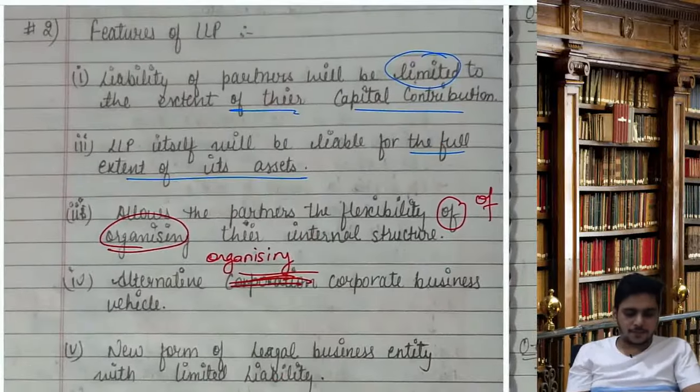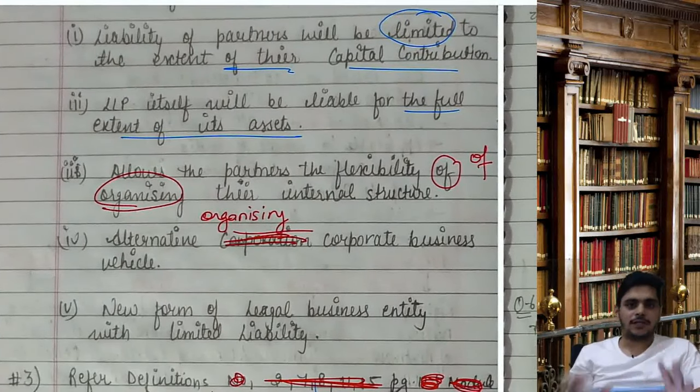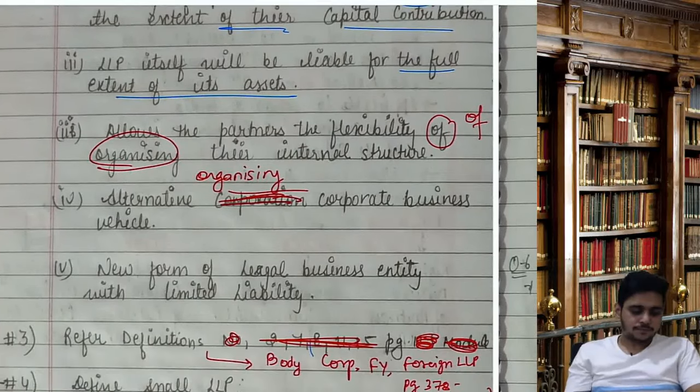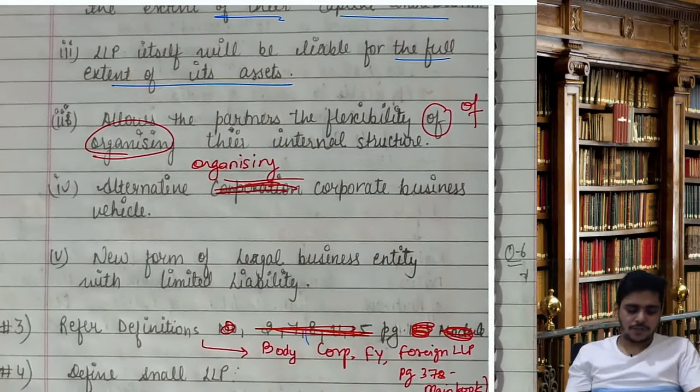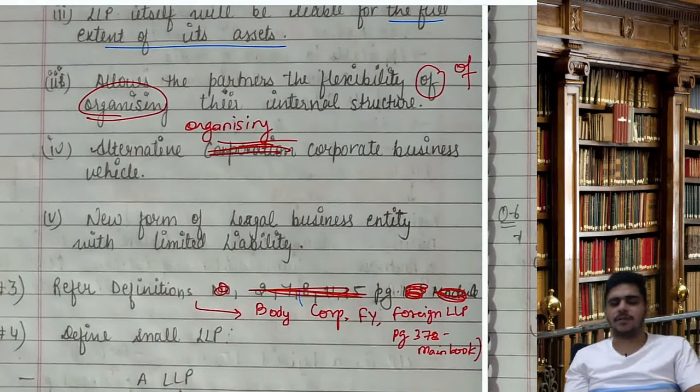Now, what are the features of LLP? The liability will be limited to the extent of the capital contribution. LLP itself will be liable for all the debts to the extent of its assets. It allows the partners the flexibility of organizing their internal structure. It is an alternative corporate business vehicle, a new form of legal business entity with limited liability features.